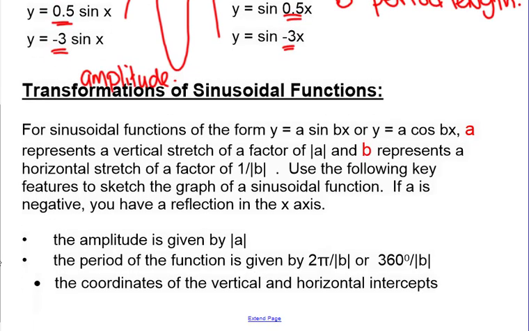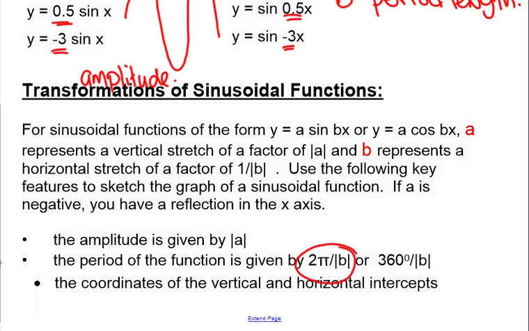So today our basic transformations, we're just talking about a's and b's. So for sinusoidal functions of the form y equals a sine bx or y equals a cos bx, a is a vertical stretch by a factor of a, and b represents a horizontal stretch by a factor of 1 over b. So remember, if our b is 2, that means our stretch is 1/2. If our b is 1/4, that means our stretch is 4. So using the features to sketch the graph of the sinusoidal functions, if a is negative, you have a reflection across the x-axis. So the amplitude is a. The period of a function is 2 pi over b or 360 over b.